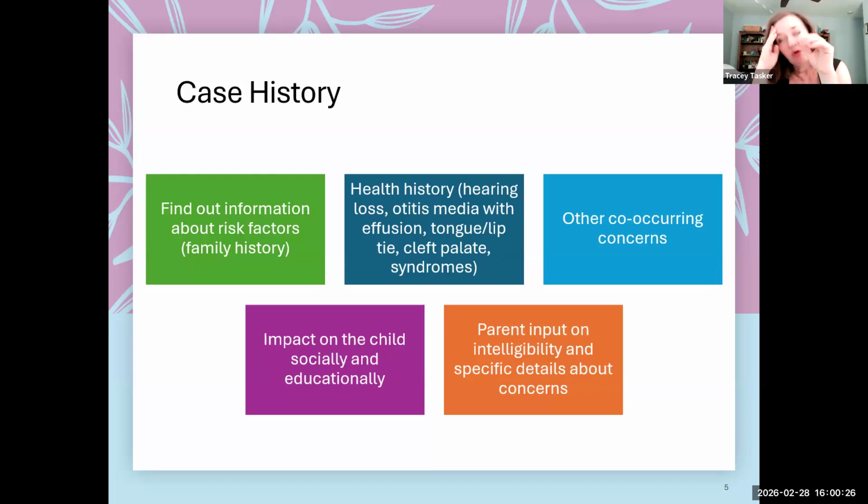So we don't often just look at speech, but sometimes we do. If you're in a private clinic and someone comes in and they're just concerned about a few sounds, you may just do a speech assessment. It depends.